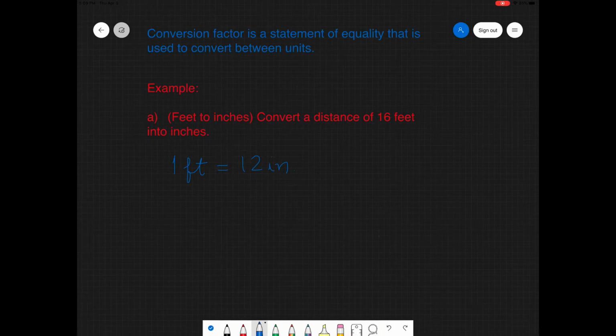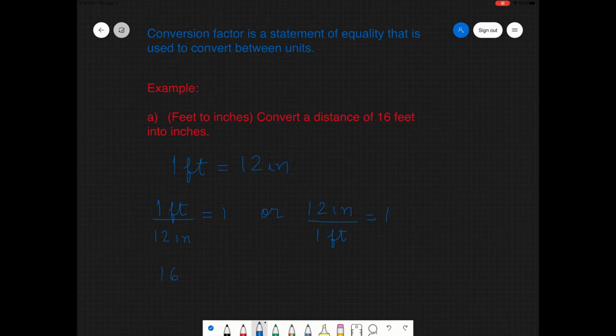Using this information, we can write two conversion factors. 1 foot divided by 12 inches has to equal 1 because 1 foot and 12 inches correspond to the same quantity. We also could write another form of the conversion factor, which is 12 inches divided by 1 foot, which is also equal to 1, again because 12 inches and 1 foot are the same quantity, and when we divide the same quantity the result is 1.